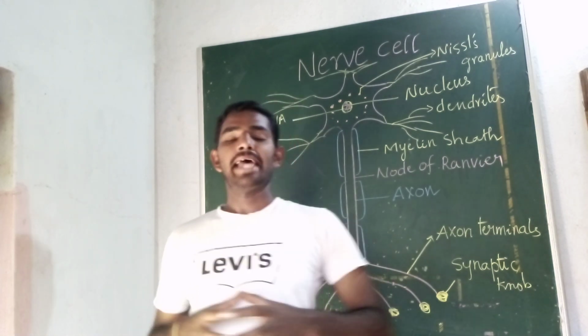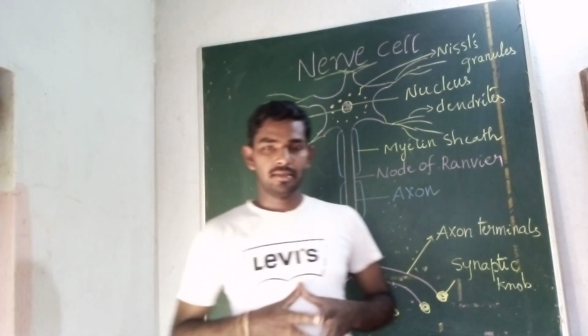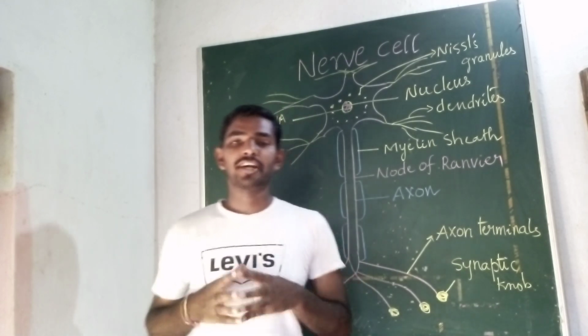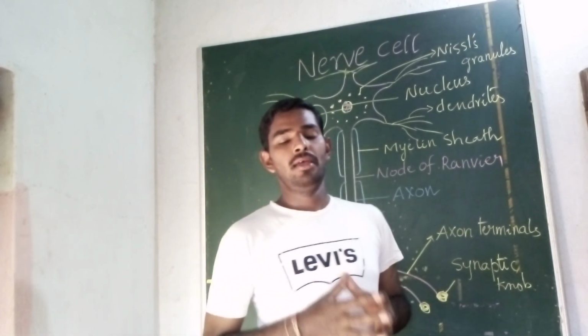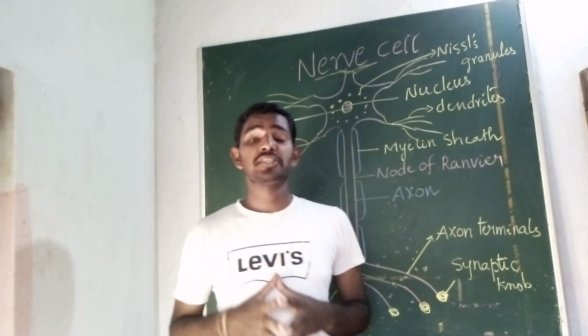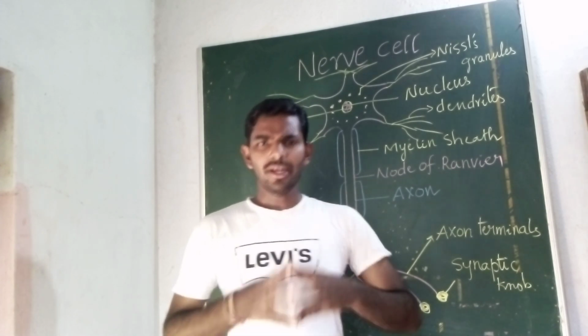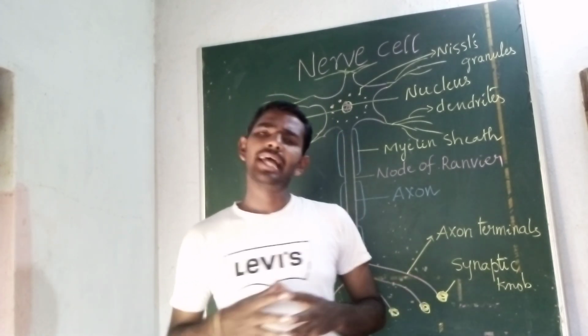Today we will discuss the nerve cell. Actually, the nerve cell is a structural and functional unit of the nervous system. In our body, nearly 10 billion nerves are there. So let us see what parts are present in the nerve cell.